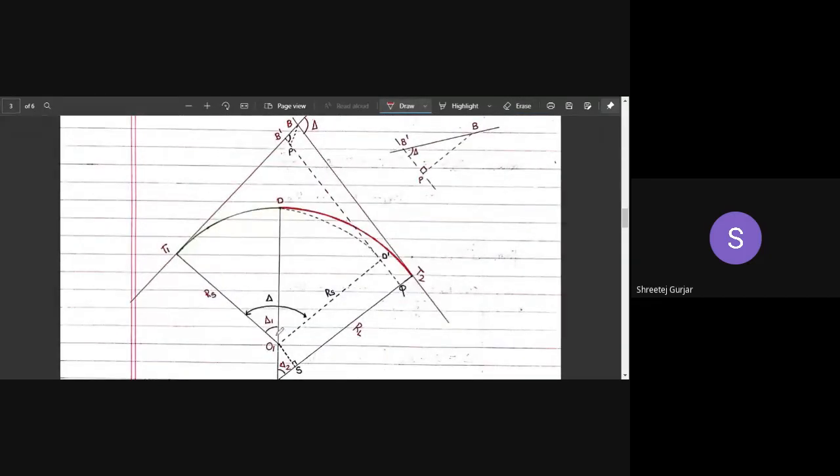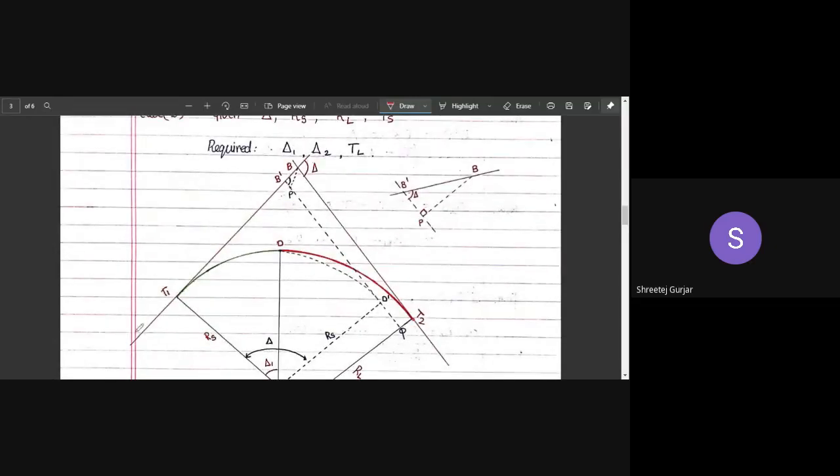Now, this is your compound curve. This is your shorter curve, in green. I hope you can see this is in green color. T1 to D is your short curve. Now, D to T2 is your longer curve. So the radius of the short curve is RS. The radius of the longer curve is RL.